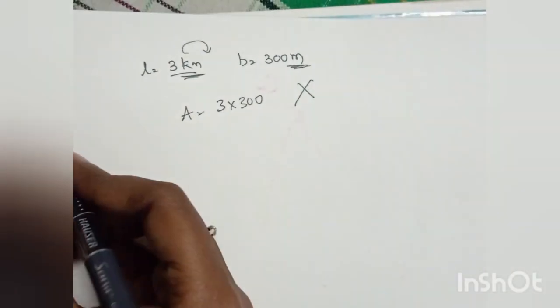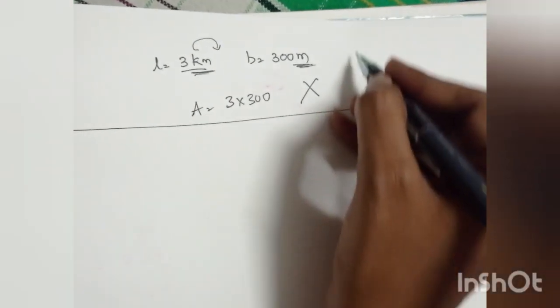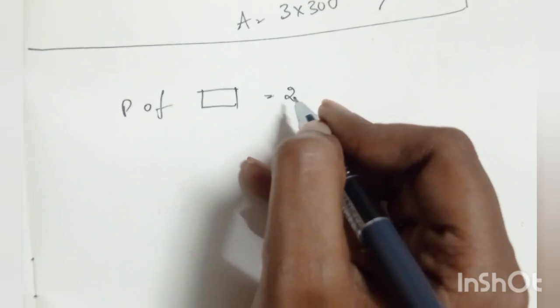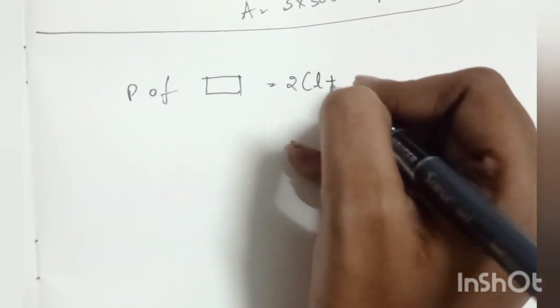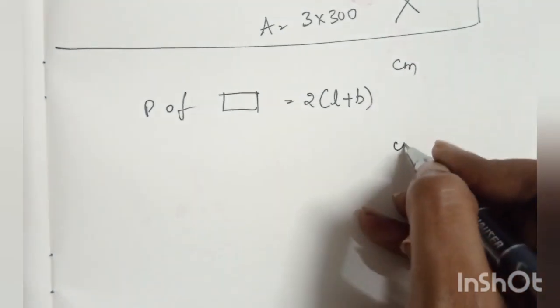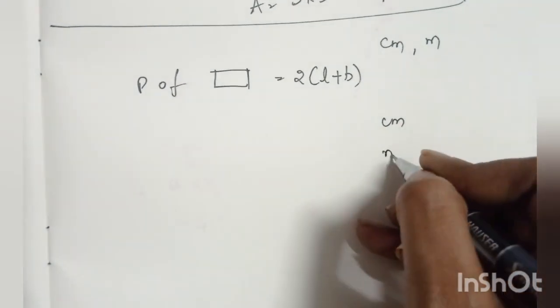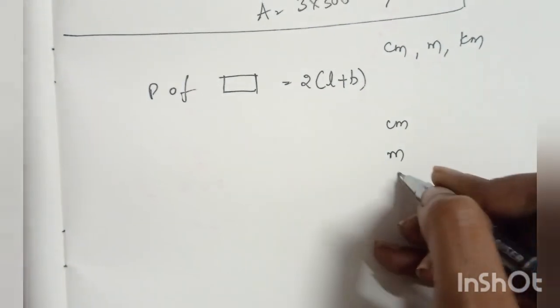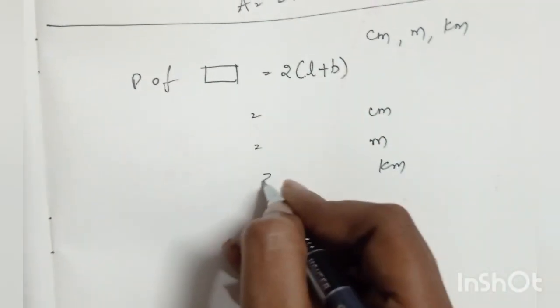Okay. This is all about the perimeter of a rectangle and the area of a rectangle. Let's recall. Perimeter of a rectangle is 2 into (L plus B). And for units, if they give centimeter, you will write centimeter. If they give meters, you will write meters. If they give kilometers, you will write kilometers in the answer. Right?